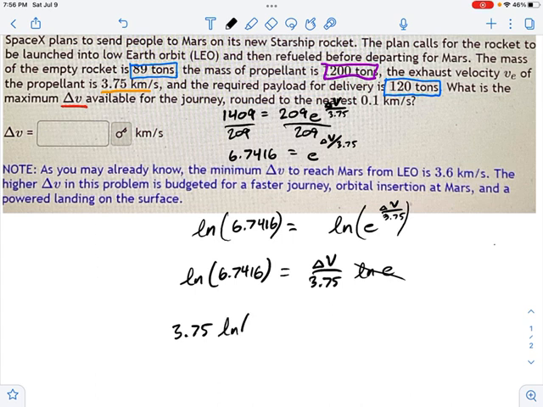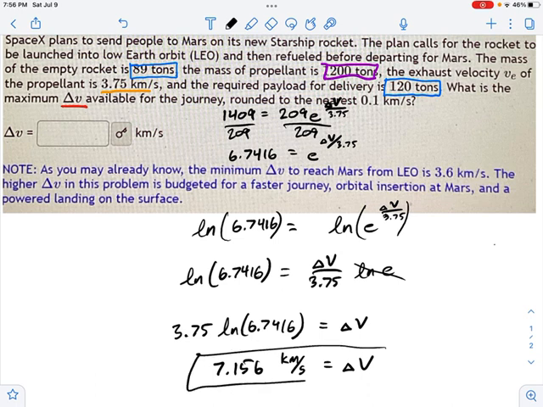3.75 times the ln of 6.7416 equals delta V. So let me just plug that into the calculator. See what we get here. 3.75 ln of this thing. There we go. 7.156 kilometers per second is our delta V. In other words, if we're saying how much velocity change will this rocket have, well, that's 7.156 in this case, which is an appropriate amount considering what's being asked for in this problem. Flying from Earth orbit to Mars orbit, it's going to take some fuel.